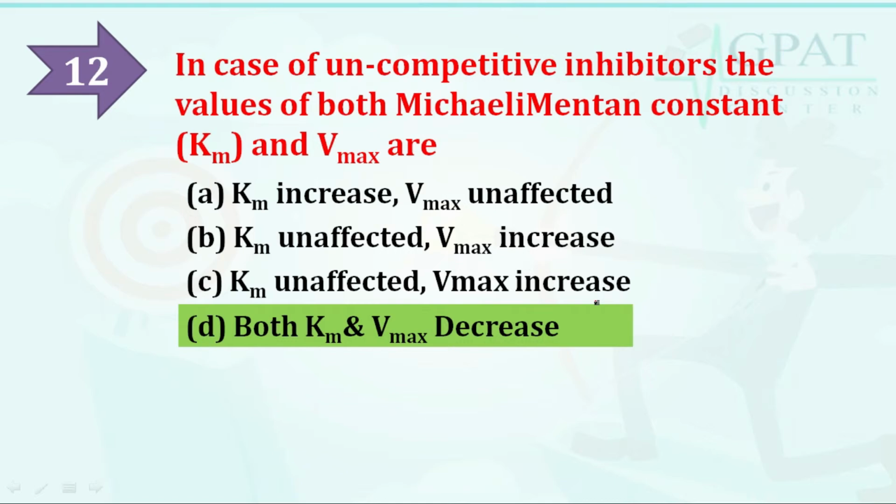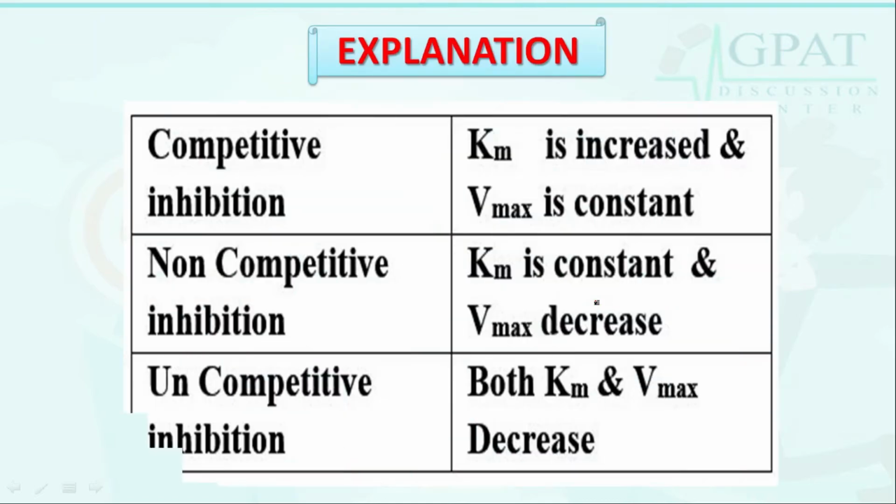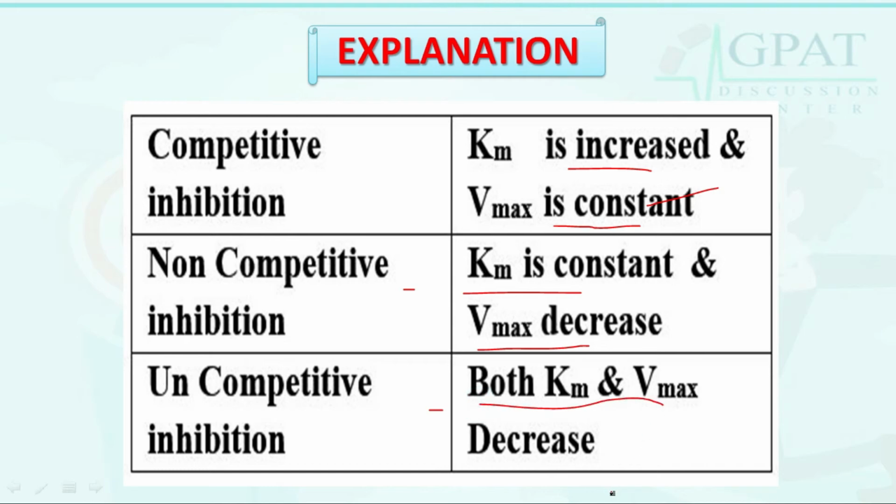So now just understand by this explanation that in case of competitive inhibition, Km is increased and Vmax is constant, and in non-competitive inhibition Km is constant and Vmax is decreased, and in the uncompetitive inhibition case both Km and Vmax decrease. Students, try to revise these things, don't get confused in the case of competitive, non-competitive and uncompetitive. Try to learn and revise on time, so there will be no chance to get confused in these types of cases.